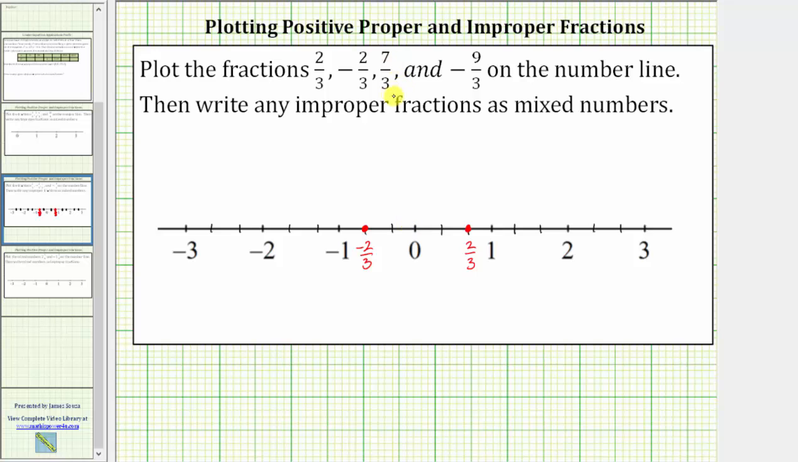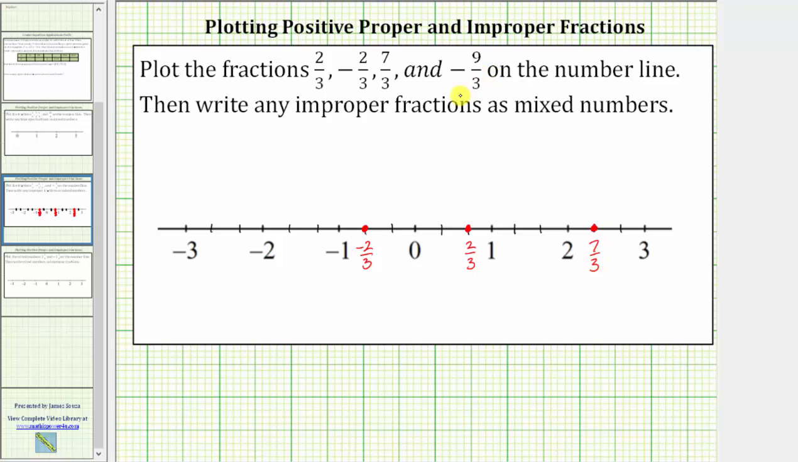The next fraction is 7/3, which is located 7/3 of a unit to the right of 0. Starting at 0, moving to the right, we count by 1/3. We have 1/3, 2/3, 3/3, which is equal to 1, 4/3, 5/3, 6/3, which is equal to 2, and 7/3. We can view 7/3 as 7 copies of 1/3.